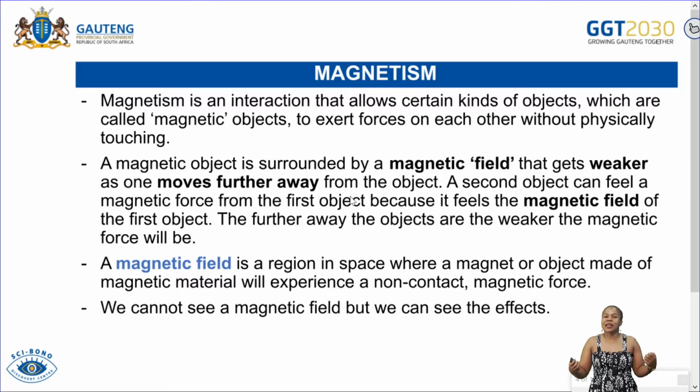Okay, so a second object can feel more magnetic force from the first object because it feels more of the magnetic field of the first object, but the further away, the weaker the magnetic force the object will experience. Okay, but then it raises a question: what is a magnetic field? A magnetic field is a region in space where a magnet or an object that is made of a magnetic material experiences a non-contact magnetic force.